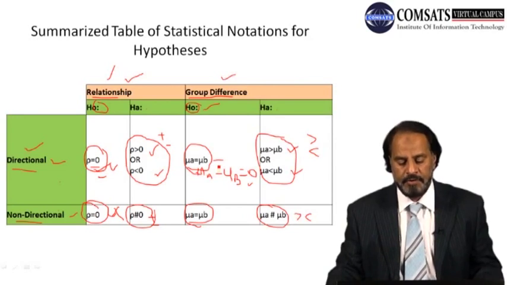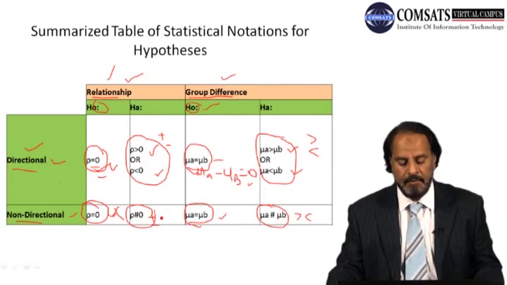They are equal, meaning the mean of A is equal to the mean of B. So the null hypothesis is the same for directional and non-directional. The difference is when we're saying that the relationship is positive or negative, that's directional, or non-directional.